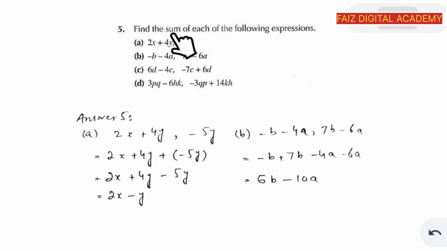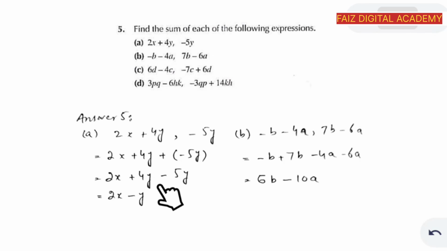In the fifth question, we have to find the sum of each of the following algebraic expressions. In the A part, we have to add 2x plus 4y and minus 5. So 2x plus 4y, and then a plus sign because we have to add them. We have to find the sum, and then we write the minus 5.